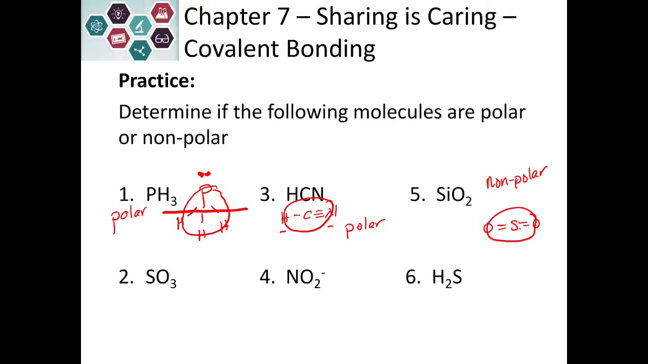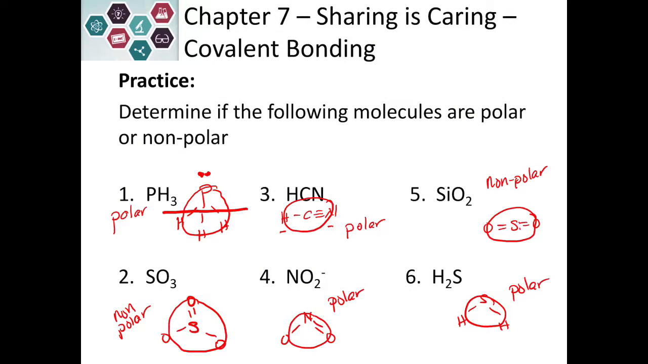Go ahead and pause and try the last three and come back and check your answers. Trigonal planar, all the way around the atoms are the same on the outside, so it's nonpolar. NO2 was bent, so the top half of the molecule is different than the bottom, so that makes it polar. H2S was also bent, so again, top different than bottom, which makes it polar.